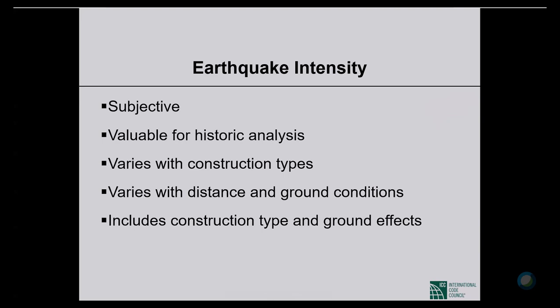So earthquake intensity is subjective as opposed to objective, valuable for historic analysis. When we did not have magnitudes, we had intensity scales. It varies with construction type. This is very important. We talked about local conditions. If you don't have any structure, then there is no damage. It varies with distance and ground conditions. So distance from source to site, ground conditions, includes construction type and ground effects.